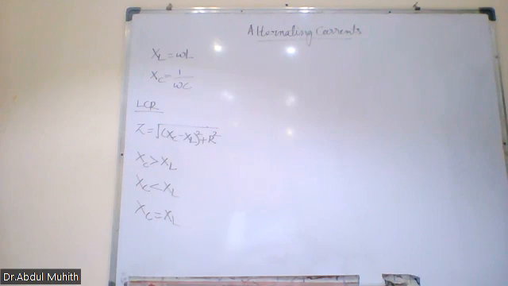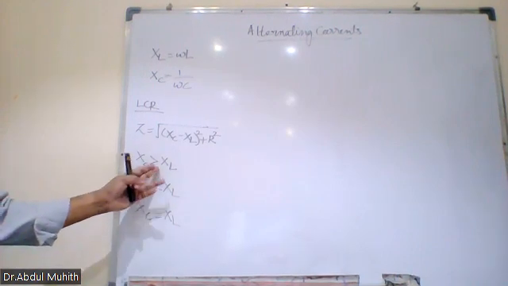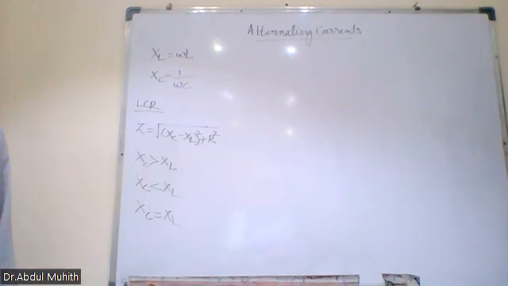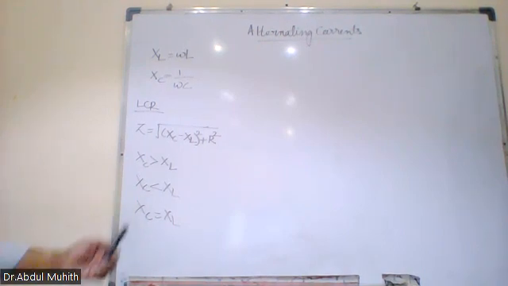And here, what will happen? Current leads voltage, I leads V. And when XC is less than XL, that circuit is known as the inductive circuit. And here current lags voltage. We can write XC equal to XL means resonance circuit.